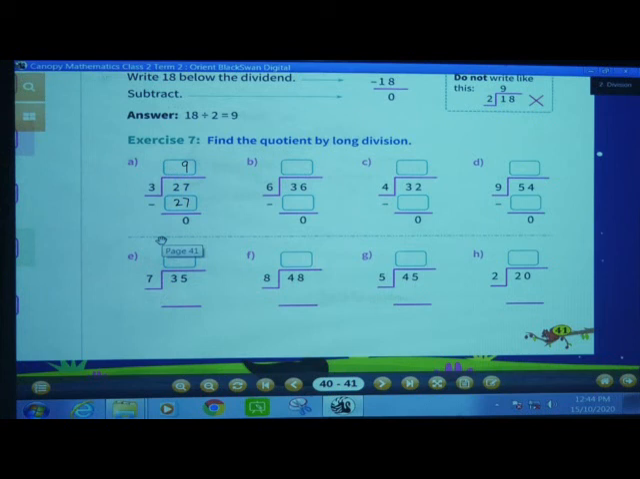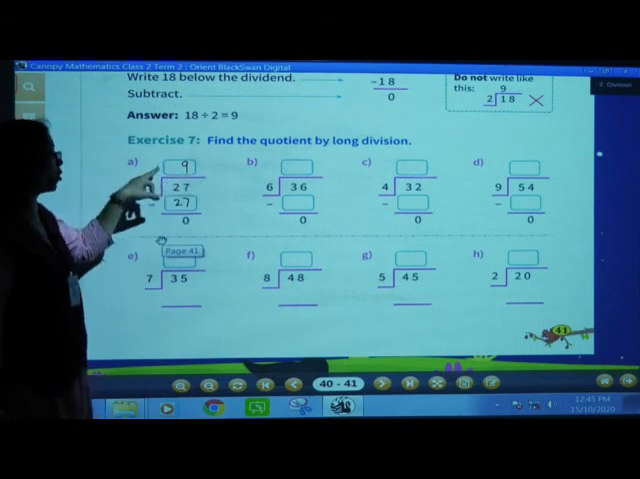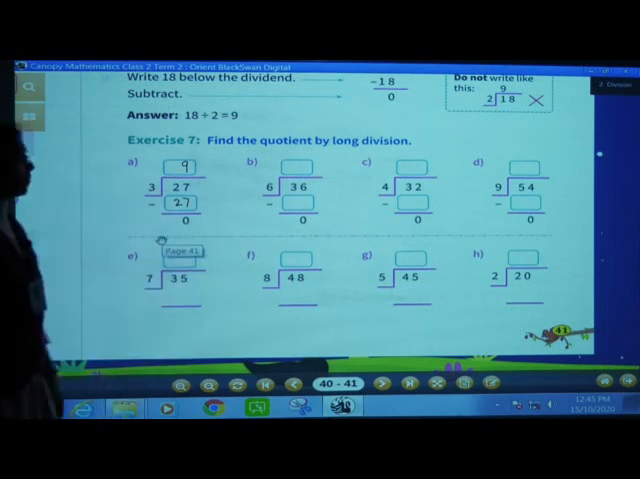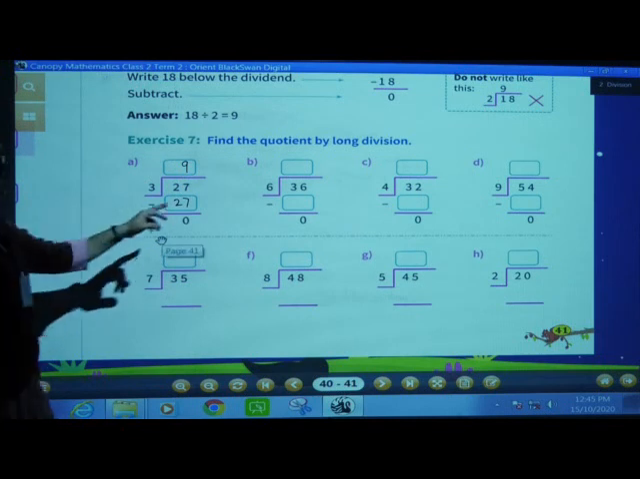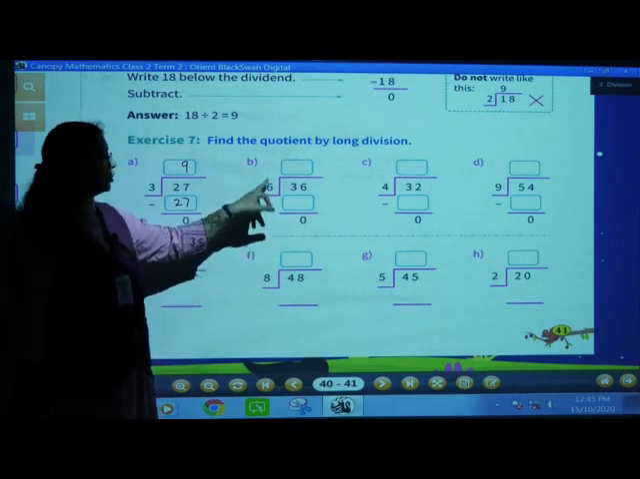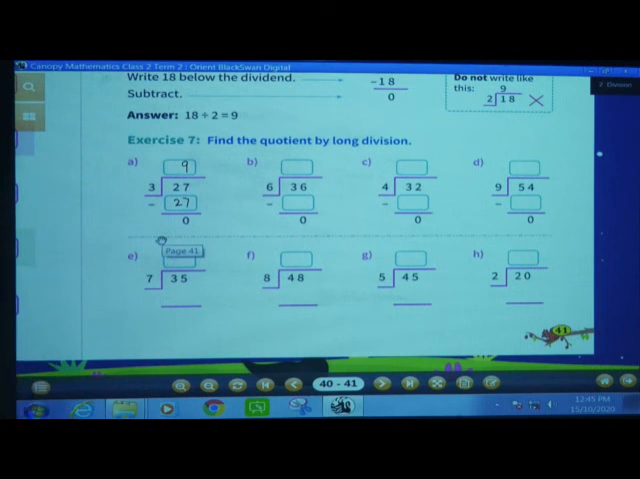Next, B number. See children, we have to write 9 in the ones column. Don't write in the tens column. What is the B number? 36 divided by 6. Here 36 is the dividend, 6 is the divisor. We have to find out the quotient. Then what we will do? We have to say table of 6 till we reach 36.